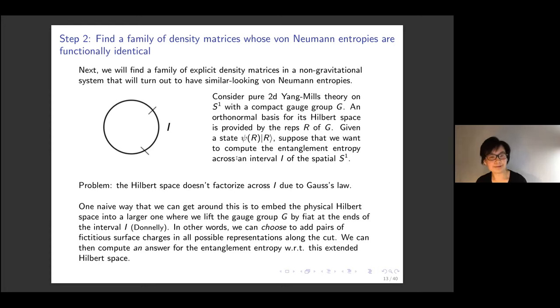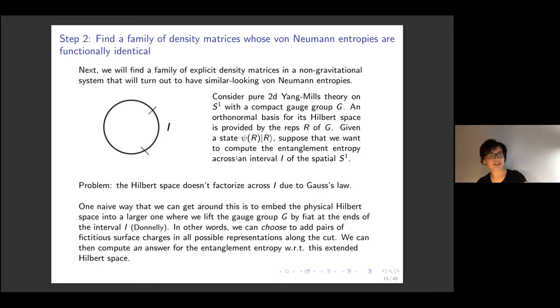To get around this, one very naive thing that we can try to do is to embed this physical Hilbert space into a larger one where we lift the gauge group by fiat at the endpoints of the interval, turning it into a global symmetry at the ends of the interval. In other words, we will add in pairs of fictitious surface charges in all possible representations at the ends of this interval I. These new surface charges will allow us to cut the flux lines so that we will end up with a larger factorizable Hilbert space and can compute some answer for the entanglement entropy with respect to it.